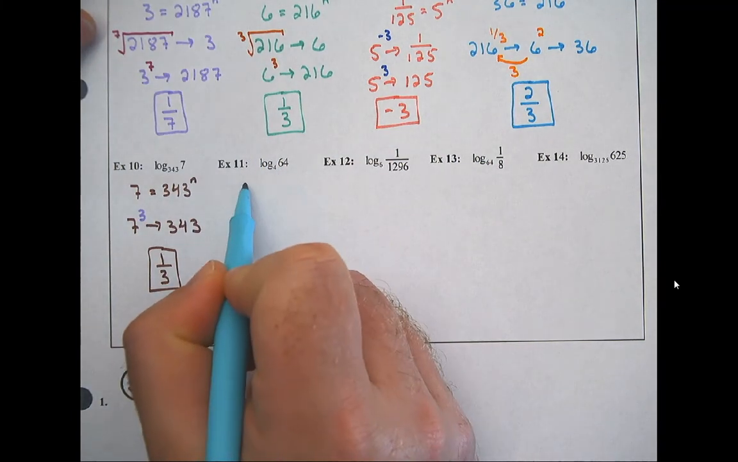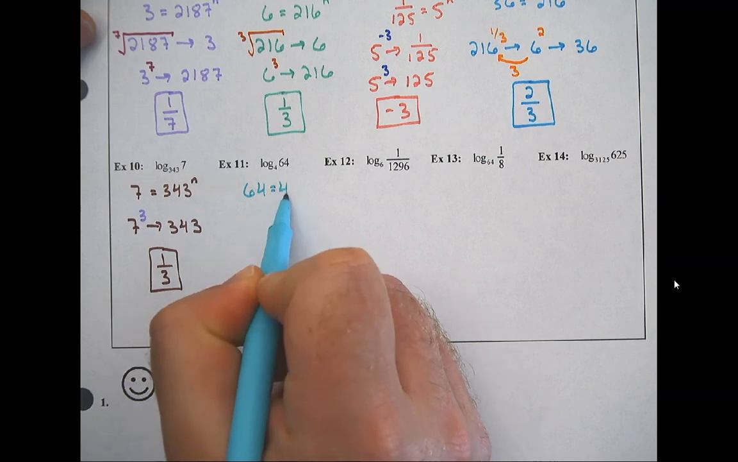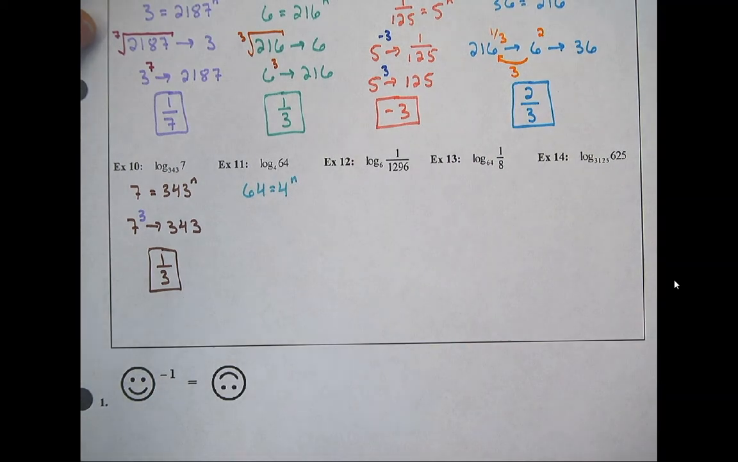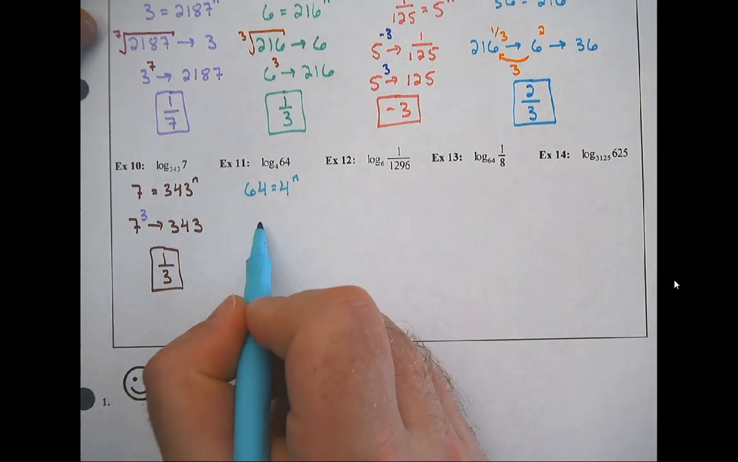So when I rewrite this, 64 is equal to 4 to the n. That's one we can just do in our calc. 4 to the 3rd, I think. Yep. 4 to the 3rd is 3.